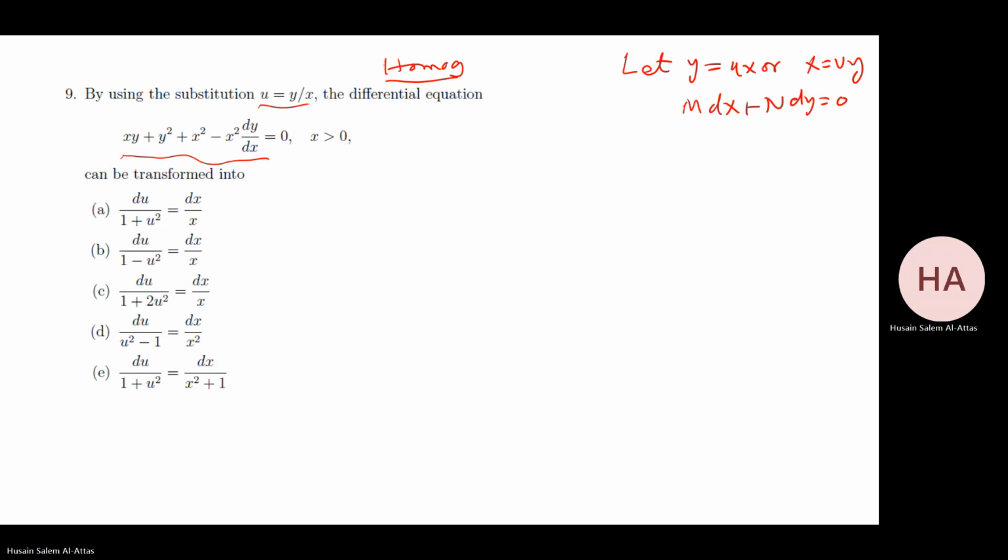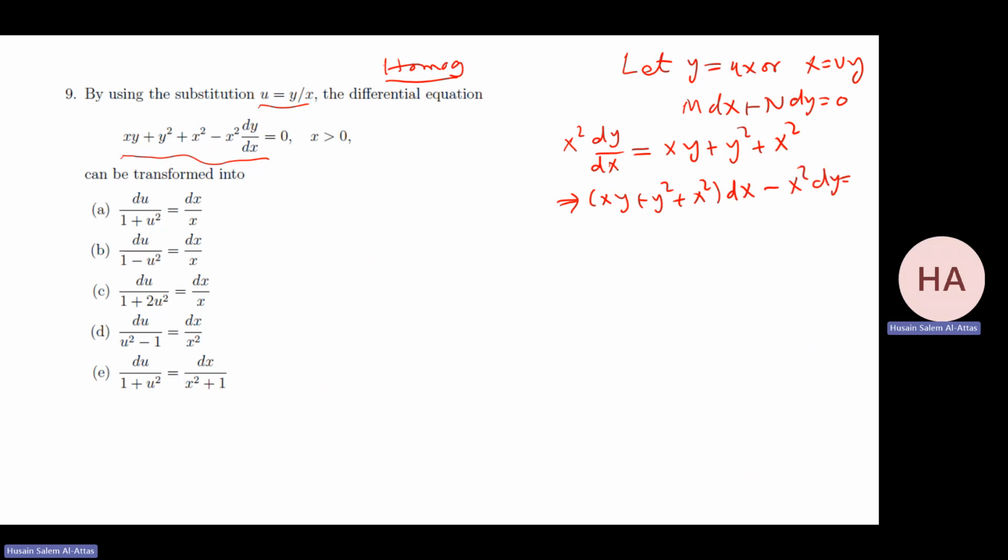So I have, take x squared dy over dx to the other side. That equals xy plus y squared plus x squared. So we have (xy plus y squared plus x squared) dx minus x squared dy equals 0. Okay, now I write it in this format. Usually I like it in this format, so it's easy to deal with. I notice this is homogeneous. How to check? The powers.